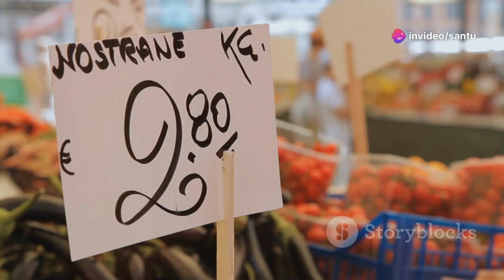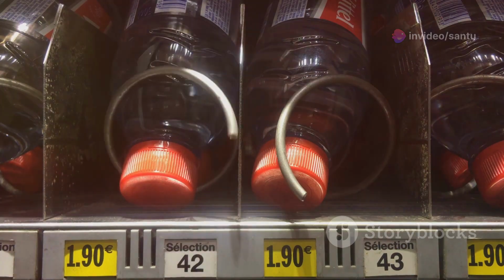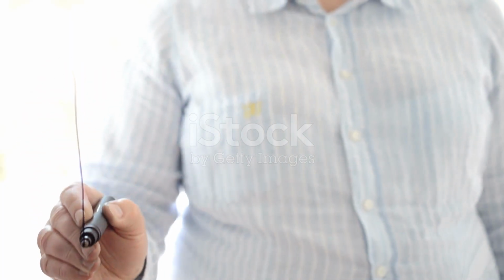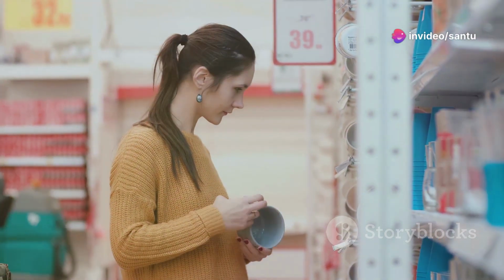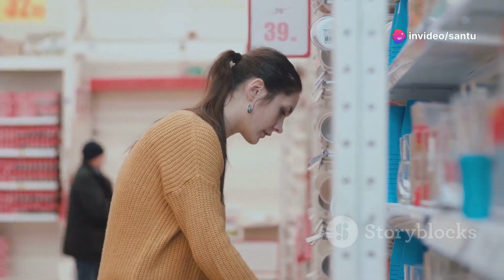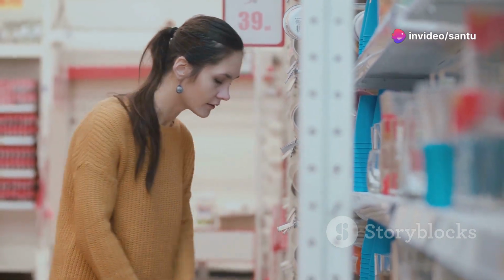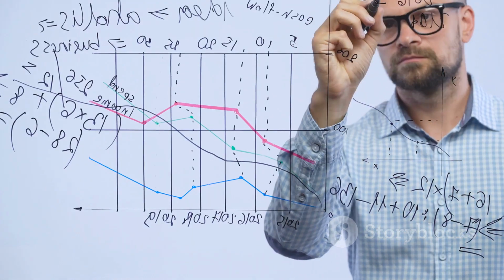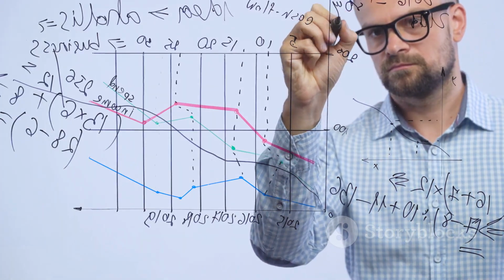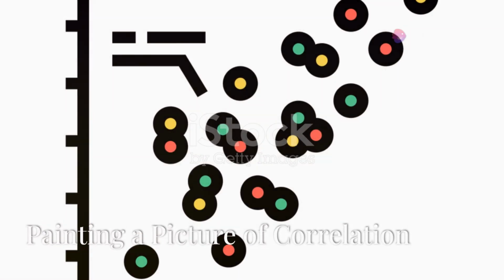Another example can be observed in the relationship between price and demand. Generally, as the price of a product increases, the quantity demanded tends to decrease. This negative correlation reflects the law of demand, which states that consumers are less willing to buy a product at a higher price. To visualize and analyze correlations, economists often rely on a handy tool called a scatter diagram.